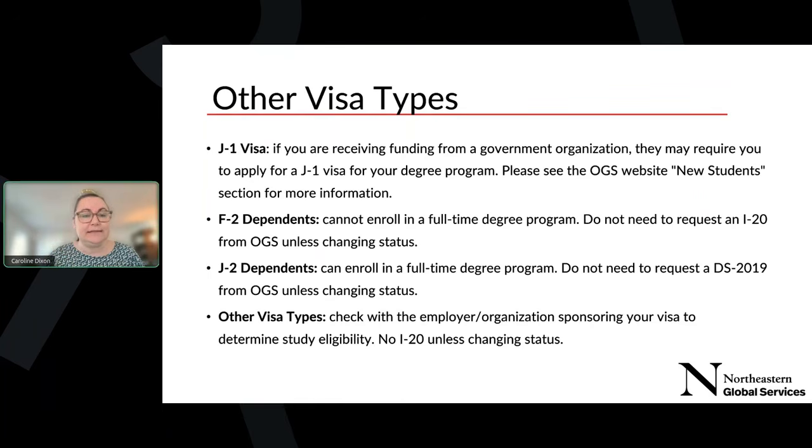J-2 dependents are the spouse or child of a J-1 student, a J-1 visa holder. And J-2 dependents can enroll in a full-time degree program. So you do not need to request a DS-2019 from OGS unless you're changing status into J-1 status. Other visa types. Check with the employer or organization sponsoring your visa to determine study eligibility. You don't need an I-20 from OGS unless you're going to change to F-1 status.